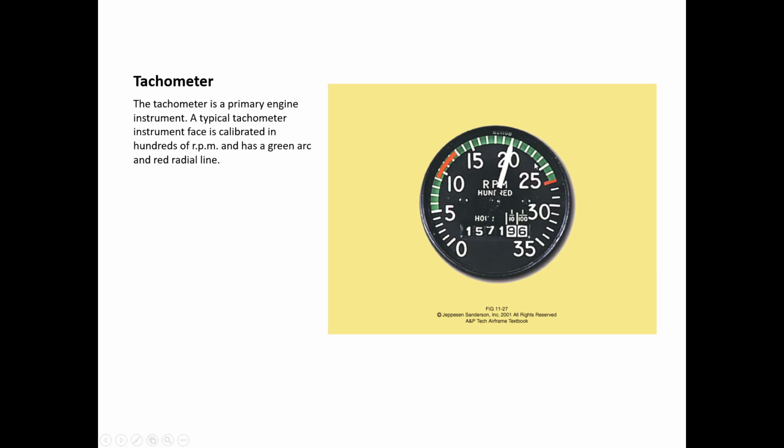We can see the green radial line. We can also see a red radial line, and a red arc and a red radial line and the green arc. And what appears to be an odometer, but it is an hour meter. Okay, so certainly your automobile isn't going to measure by hours into the tenths and hundredths of an hour.